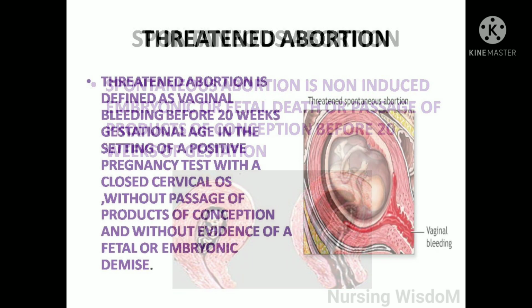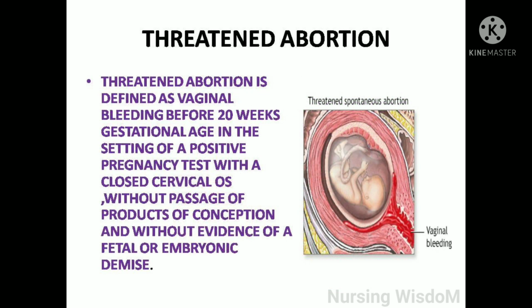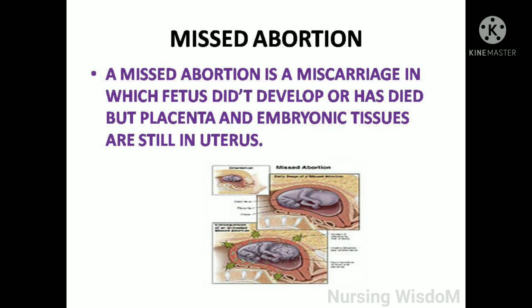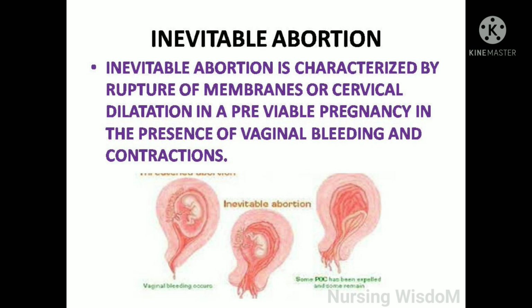Threatened abortion. Threatened abortion is defined as vaginal bleeding before 20 weeks gestational age in the setting of a positive pregnancy test with a closed cervical os, without passage of products of conception and without evidence of a fetal or embryonic demise. Missed abortion. A missed abortion is a miscarriage in which the fetus didn't develop or has died but placenta and embryonic tissues are still in the uterus.